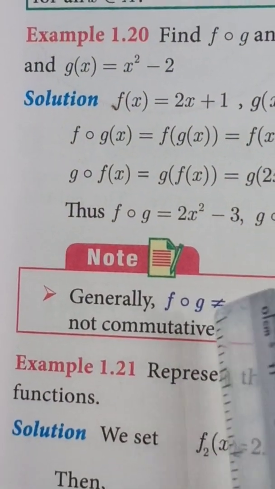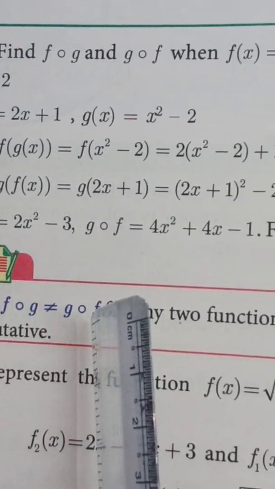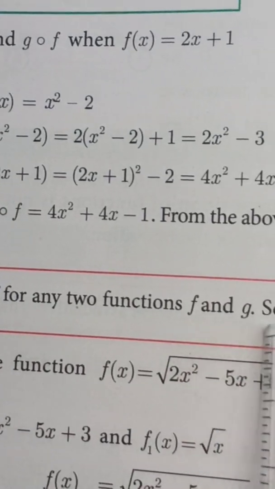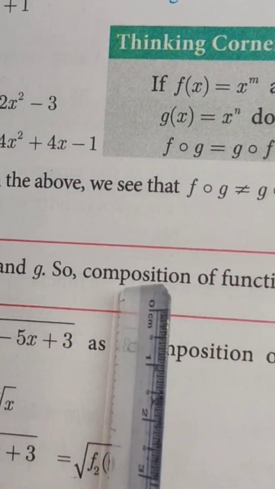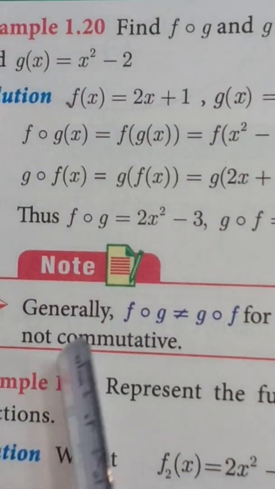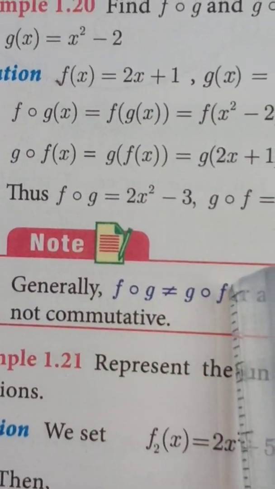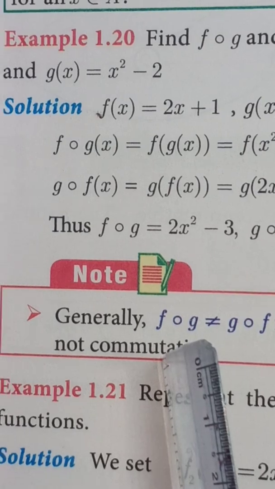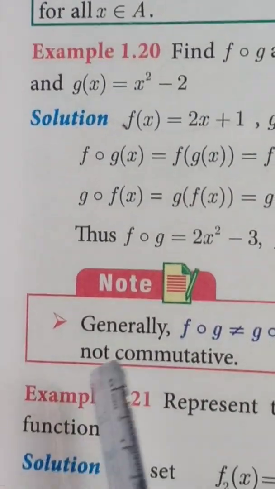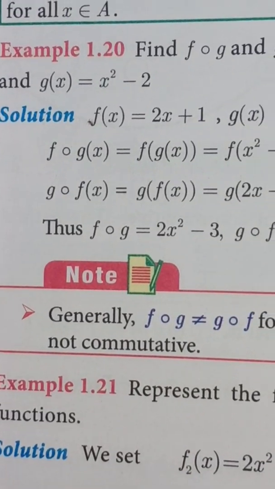Generally, f dot g is not equal to g dot f, in general for any two functions f and g. So, in general, composition of functions is not commutative. If they are equal, we can say commutative. So in general, not equal, we say not commutative.